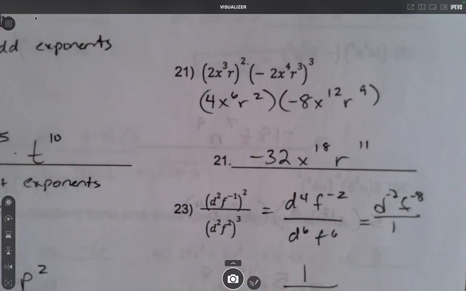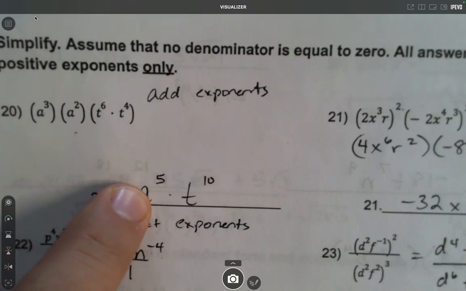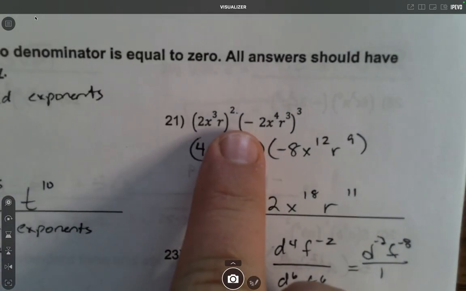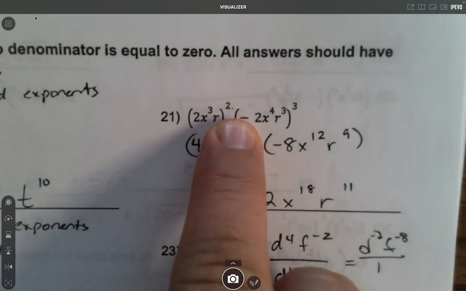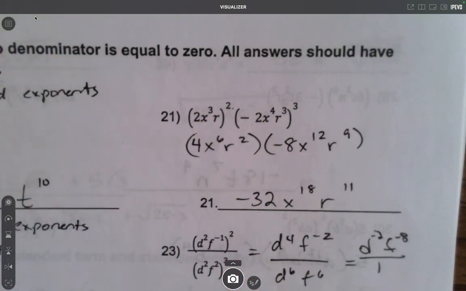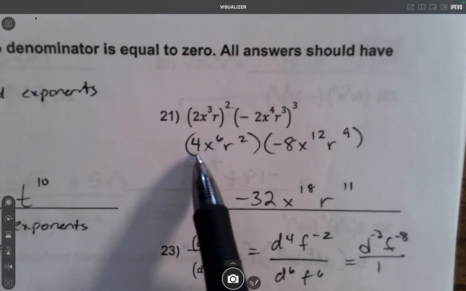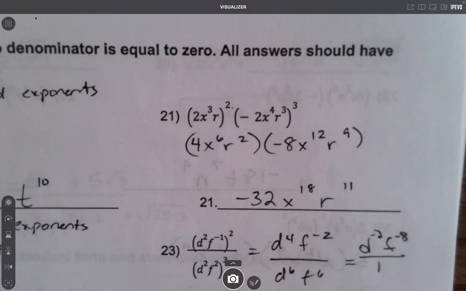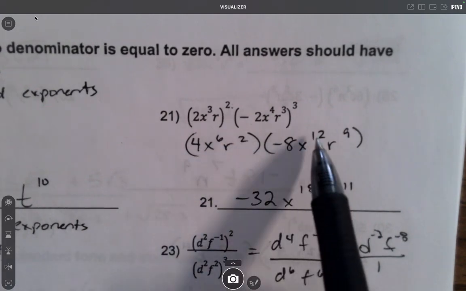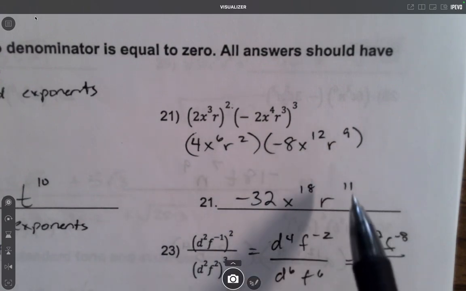So take a second and get through that if you need to. Because again, the difference is when you're multiplying two things together, you add up their exponents. When you have an exponent outside the parentheses, then you're really doing an exponent raised to an exponent. That's when you multiply them together. So we have 4 times negative 8 is negative 32. 6 plus 12 is 18. 2 plus 9 is 11.